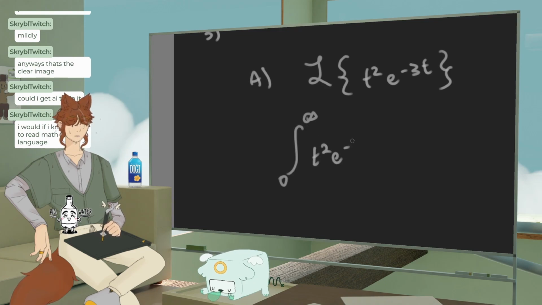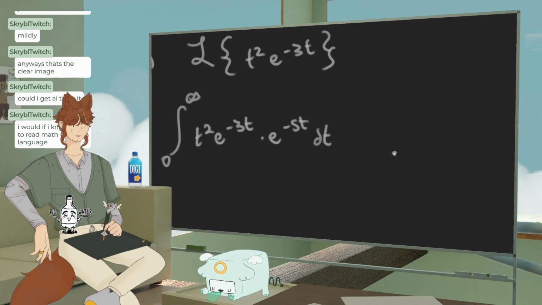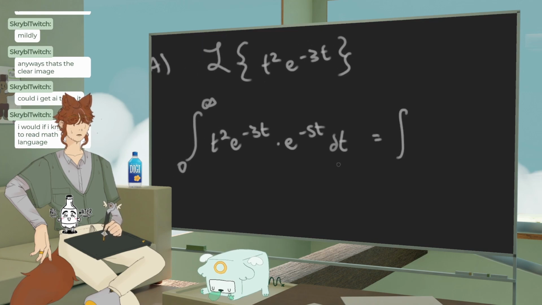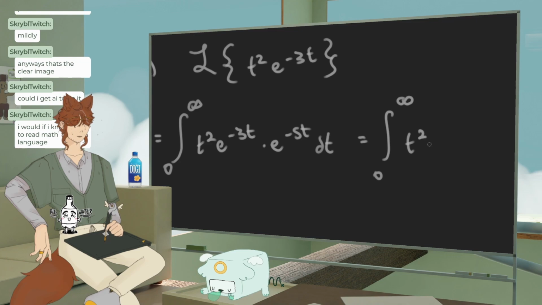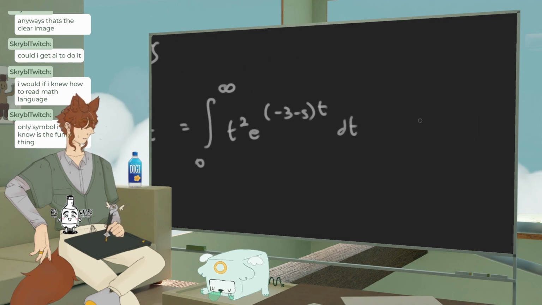t squared e to the negative 3t times e to the negative st. Also, I find these kind of zen. My professor's like, okay, so who wants to do t squared cosine 2t? Nobody wants to do that, right? And I'm like, really? That's not that bad, guys. Negative s, or negative 3 minus s for t. No point to really doing it without a negative there.